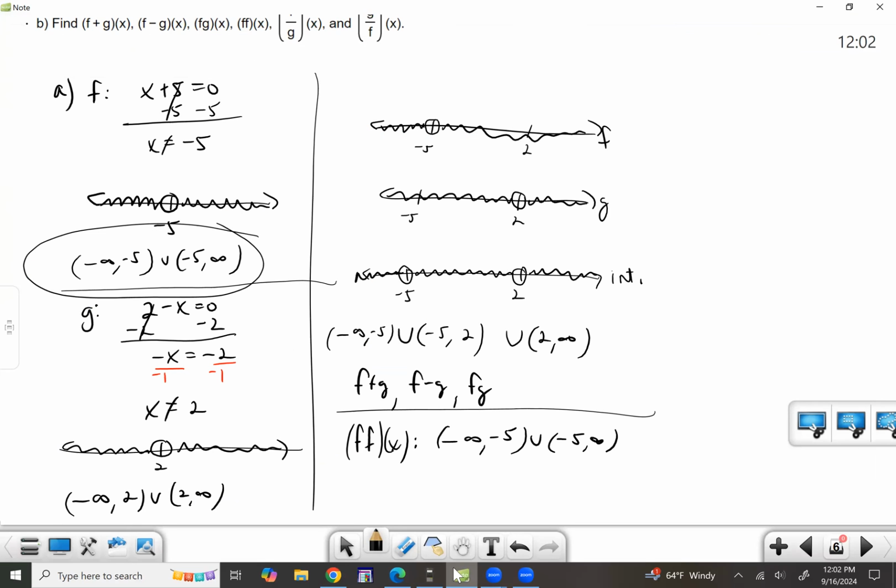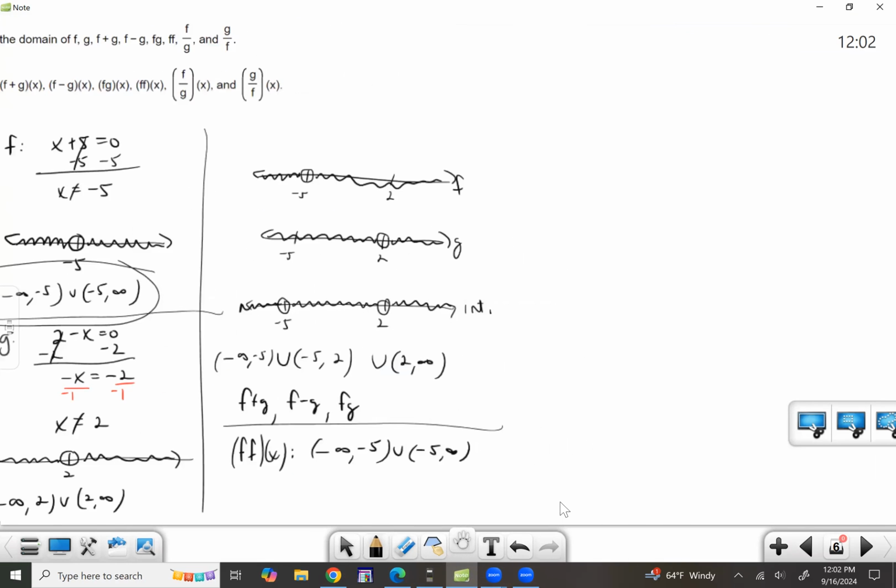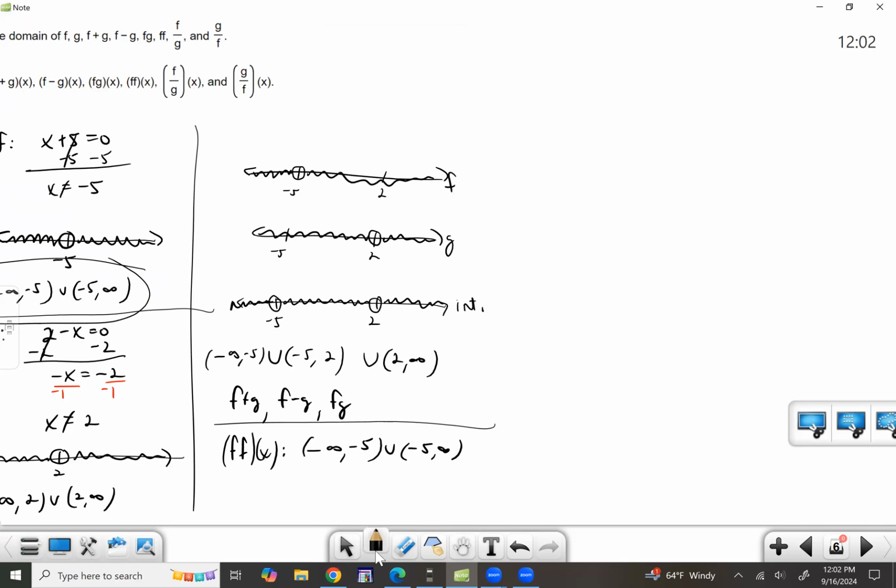Okay, now divided by. Remember that divided by, it's pretty much the intersection also. So I'm going to start there. If it's f divided by g, we have our intersection, which was pretty intense. There, there, and there. This is the intersection. But we have to exclude any values that make the denominator 0. So we have to exclude any values that make g 0.